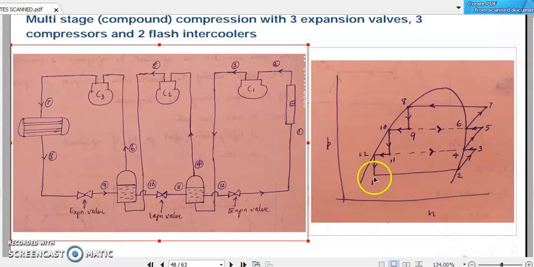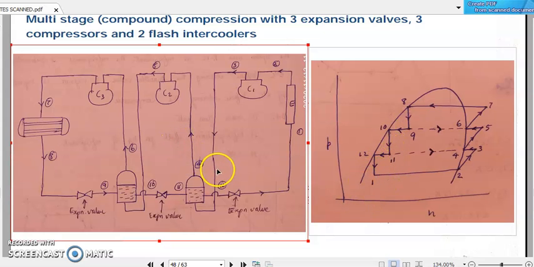When you draw the pressure enthalpy diagram, you draw from 1 to 2, you understand what is happening there. 2 to 3, you understand what is happening there. 3 to 4, okay, step by step you draw each and every line in our pressure enthalpy diagram, then you will be learning it thoroughly.